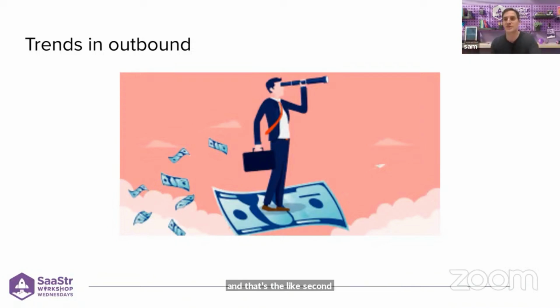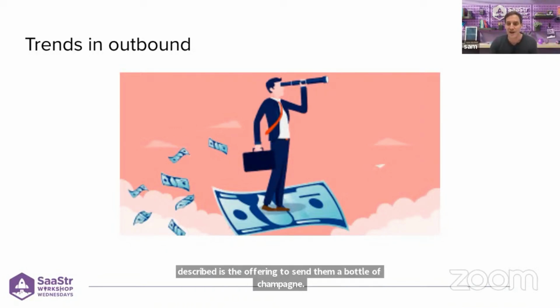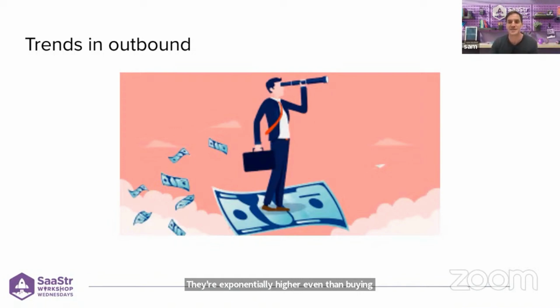And then the third option, they're going to these e-commerce websites. They're buying the product. They're sending emails with pictures of them with the product. If they sell swimsuits, they've got the swimsuit on. And the conversion rates, what I described as the offering to send them a bottle of champagne, they're exponentially higher, even than buying the product that the e-commerce company is selling.